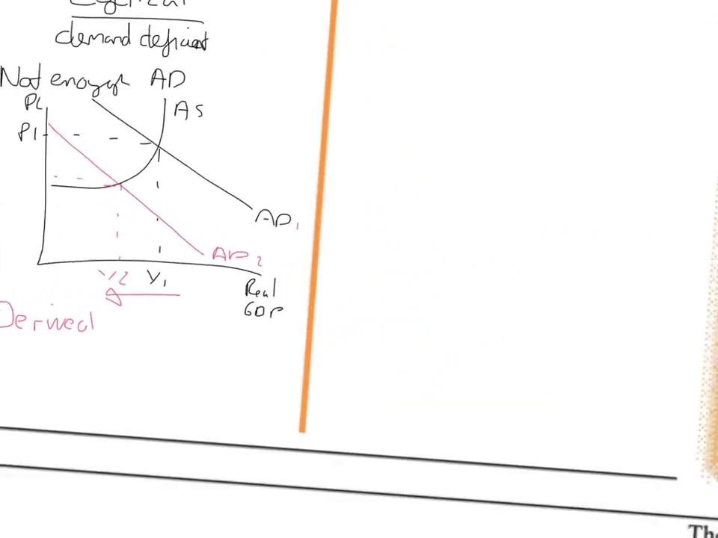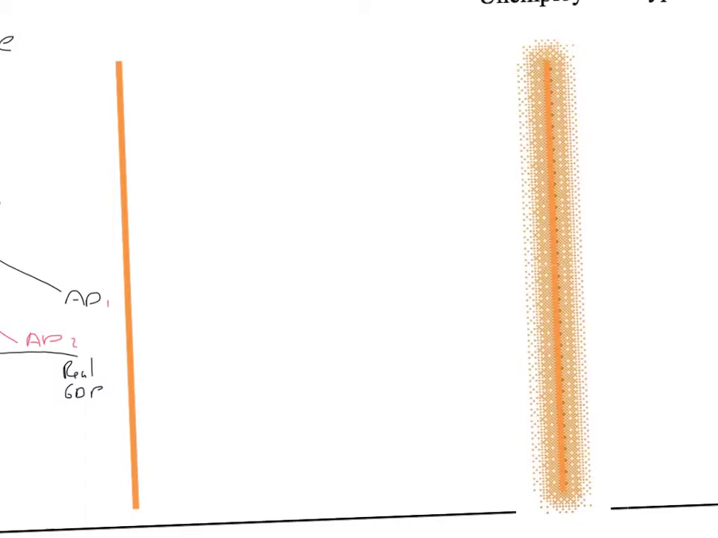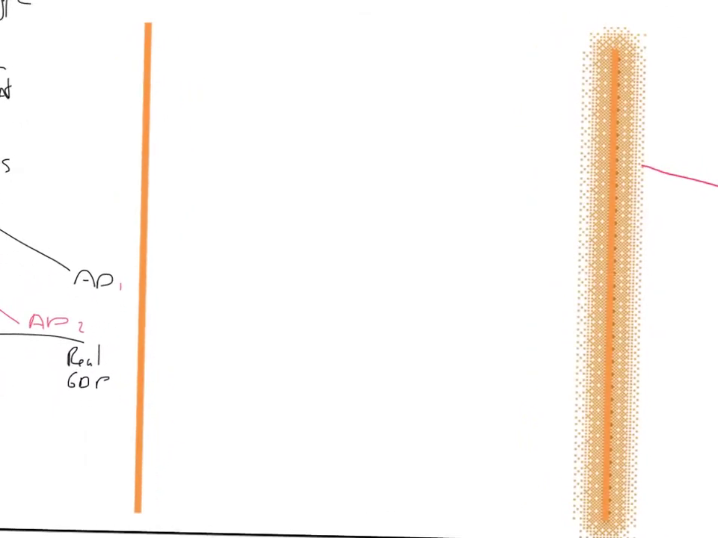Right, next one. We're now on to structural. Structural hasn't got a diagram, but it's the second most important one. Some people call it a supply side type of unemployment. Some people do, some people don't. But it's called structural.